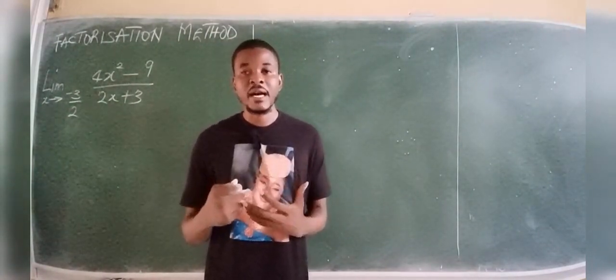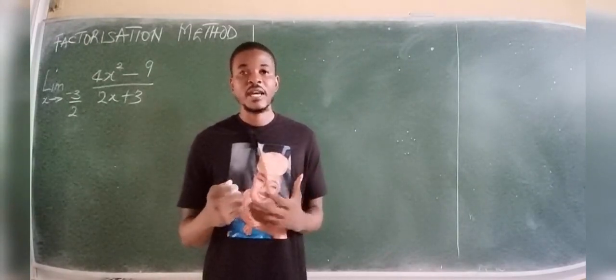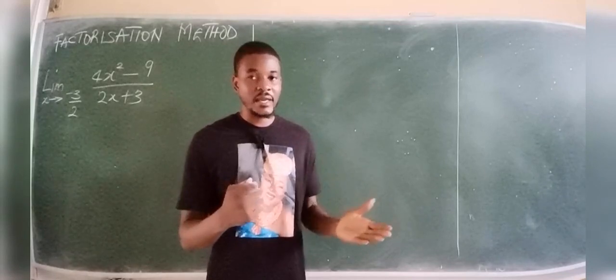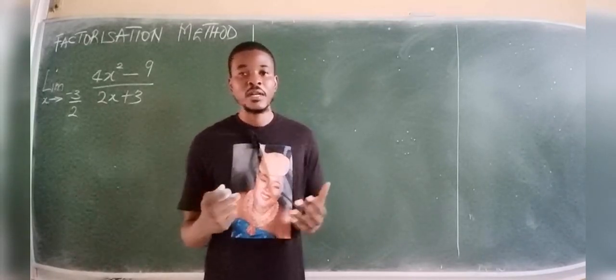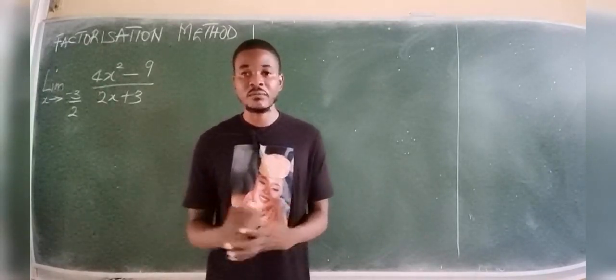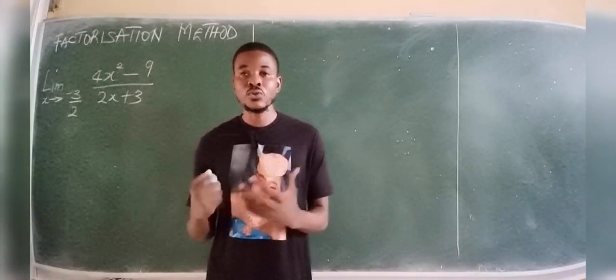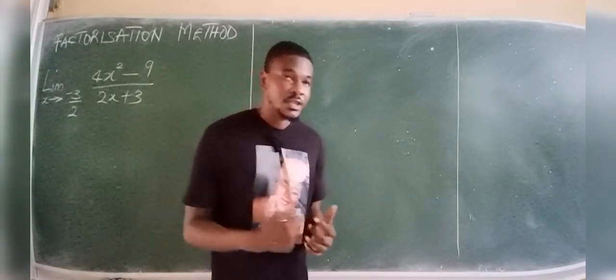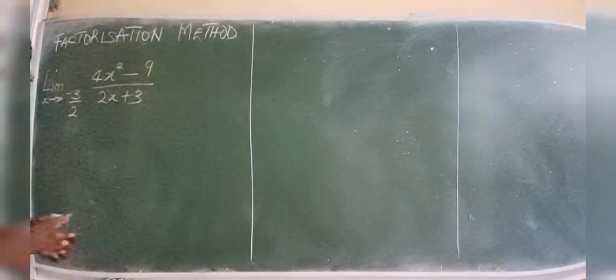Now if you obtain an indeterminate expression, then you can try any other approaches among the left three: L'Hopital's rule, the conjugate method, and the factorization method. So in this video we are going to look at a typical example about how the factorization method works. Let's take a look at the question on the board.